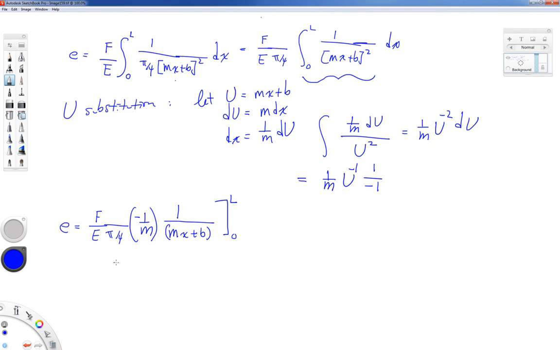I'm going to let you do this part, but all you have to do now is evaluate this, and you can find an equation for the deformation of a bar subjected to an axial load when the bar has a linear taper. It's a fairly specialized equation, but you can imagine if you know how the diameter of the bar changes as a function of x, you can do all sorts of different integrals like this.